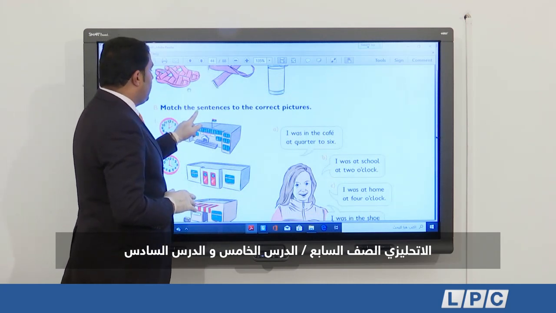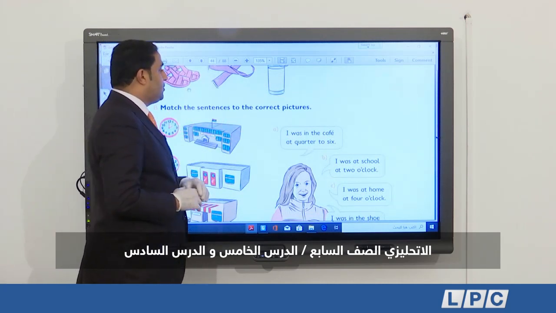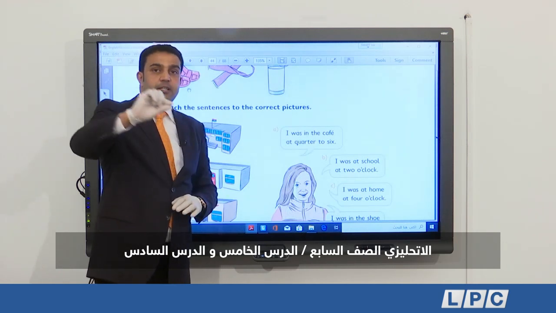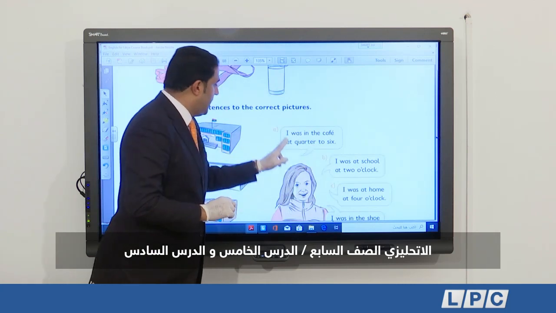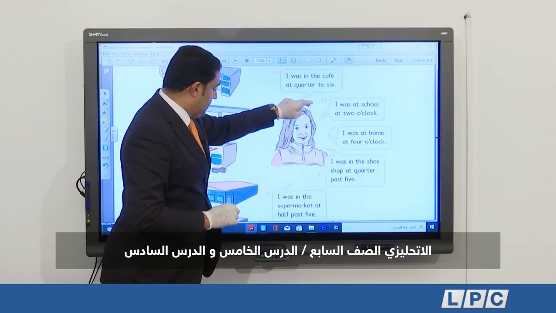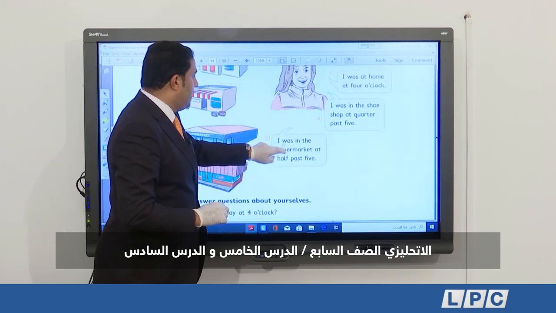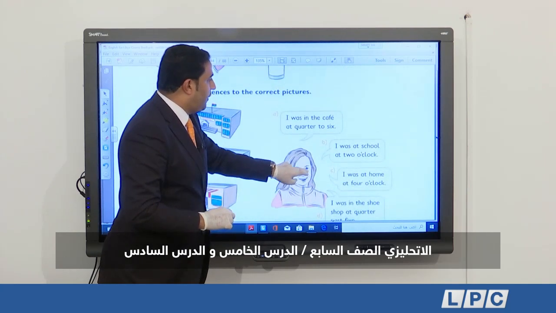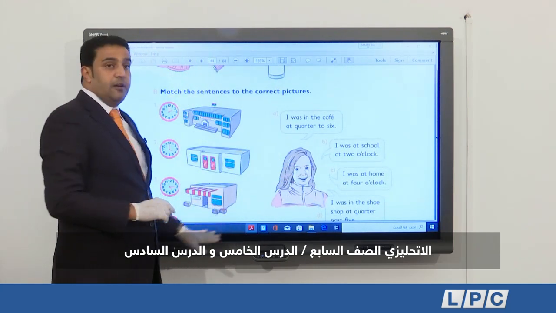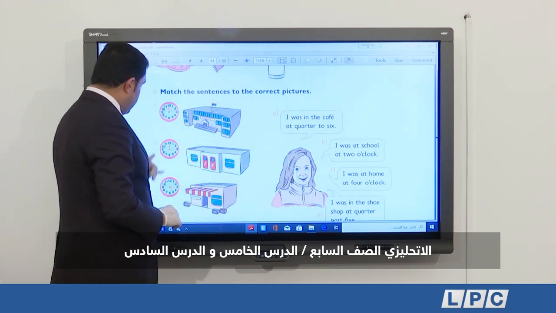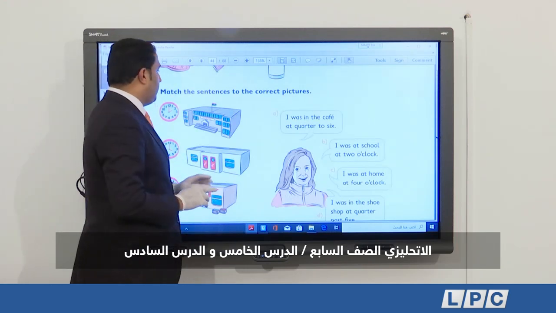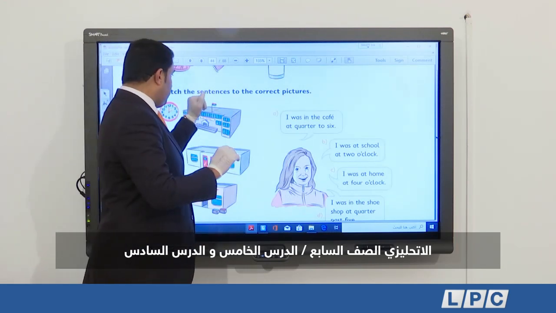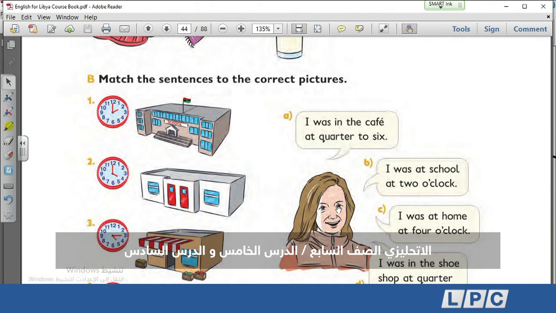Okay, right now, match these sentences to the correct pictures. Match, very good. Match these sentences A, B, C, D, E. We have 1, 2, 3, 4, 5 sentences with 5 pictures and with time. So match the sentence to the correct pictures.